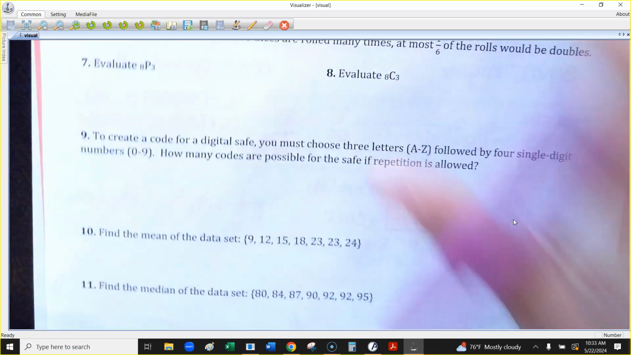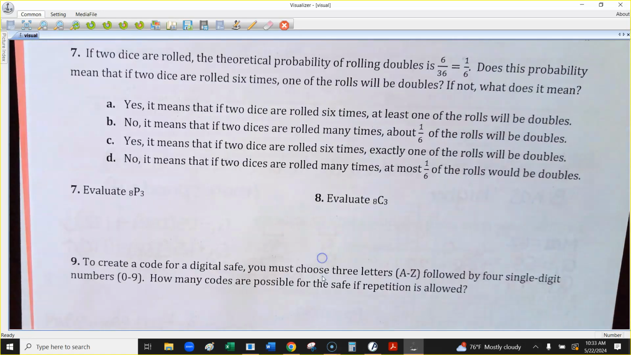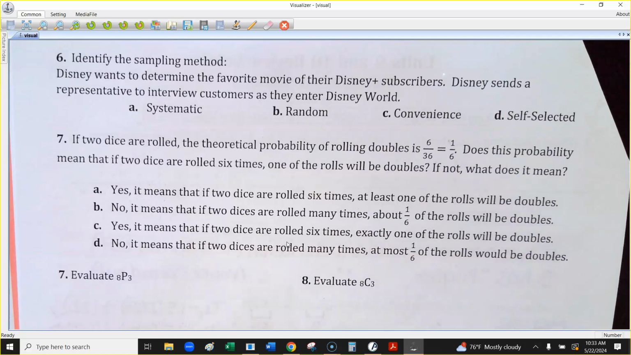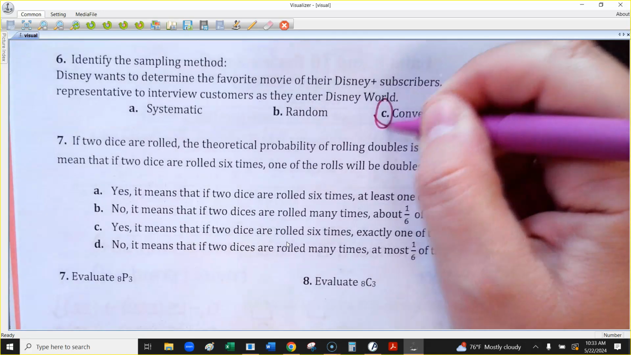All right. Now, here's another sampling method. This says Disney wants to determine the favorite movie of their Disney Plus subscribers. Disney sends a representative to interview customers as they enter Disney World. This is convenience for sure.